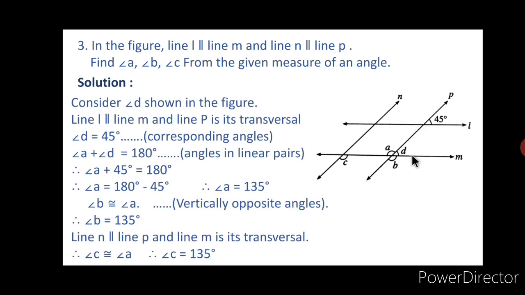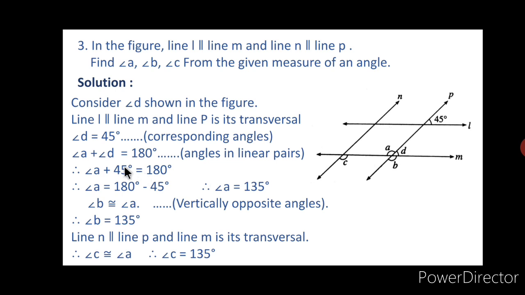Consider the angle D as shown in the figure. Line L is parallel to line M and P is its transversal. Angle D is equal to 45 degree because these two angles are corresponding angles. Then angle A plus angle D is equal to 180 degree because these two angles are in linear pair.